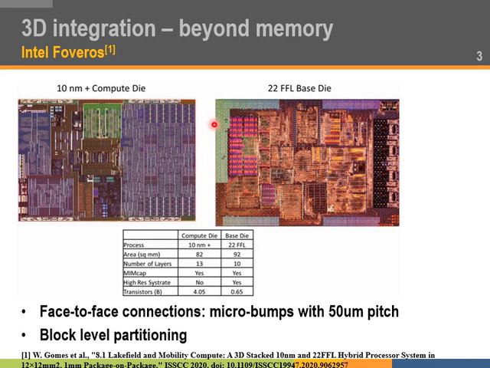Recently, Intel presented their Foveros technology, which is used to design a single processor in a 10nm node plus 22nm technology node. The high-performance 10nm die contains performance bottleneck blocks such as the cores, and the low-power 22nm die contains all the other periphery logic which doesn't need very high performance technology. The integration method used here is a 3D bonding with face-to-face connections done using microbumps of 50 micron pitch. So this 50 micron pitch is quite large and it can only support block level partitioning because this has a fewer number of die-to-die connections.